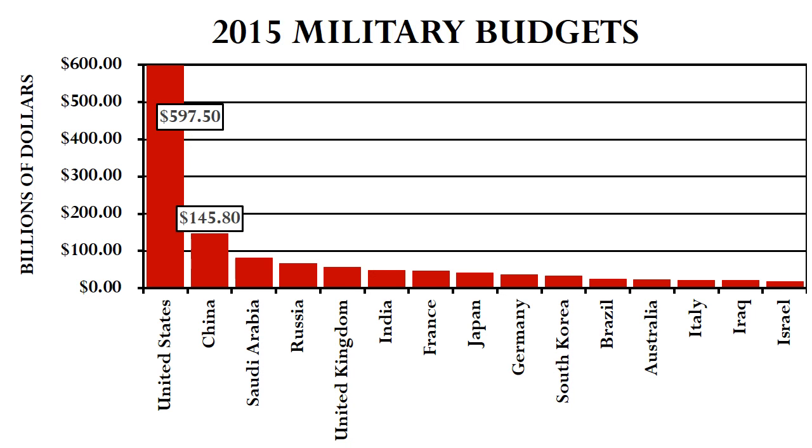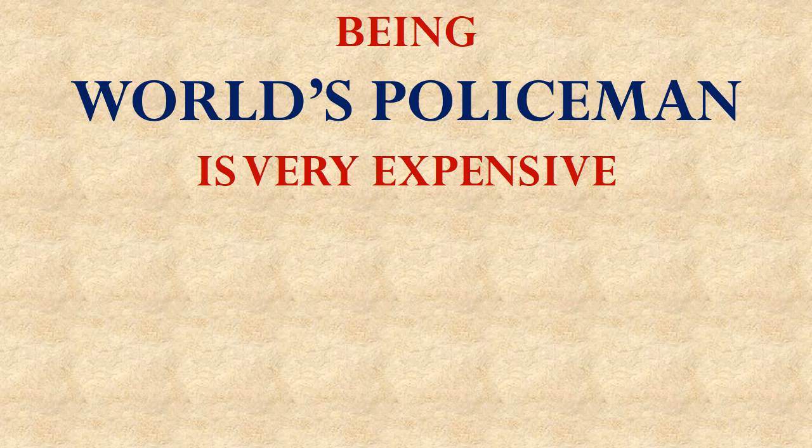Here's from 2015, the 15 biggest military budgets of countries around the world. Look at that. The United States military budget that year was 4 times the size of its next closest country, China. The United States was spending about as much on its military as the whole rest of the world combined. So being the world's policeman is very expensive, and the American people have to bear that expense.